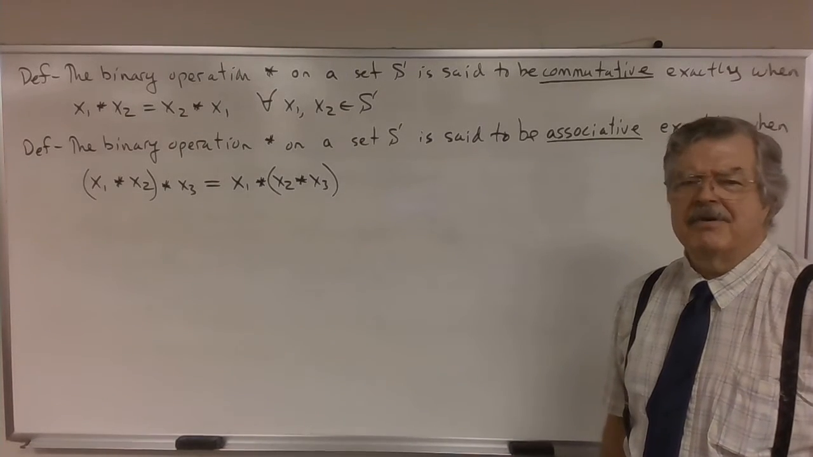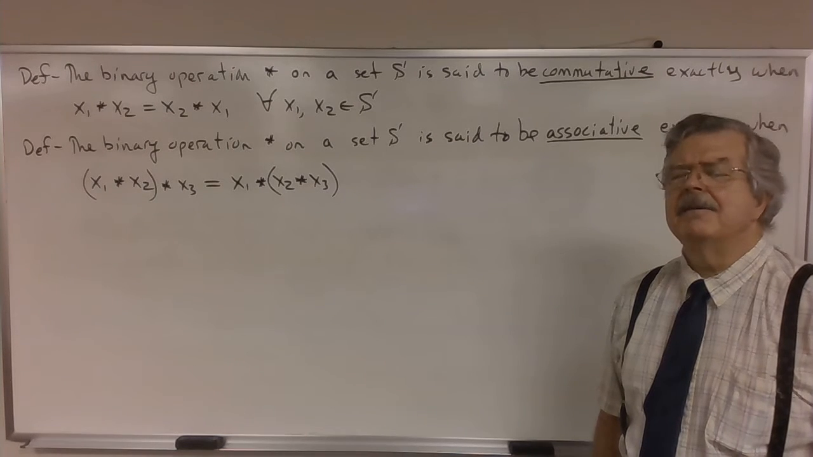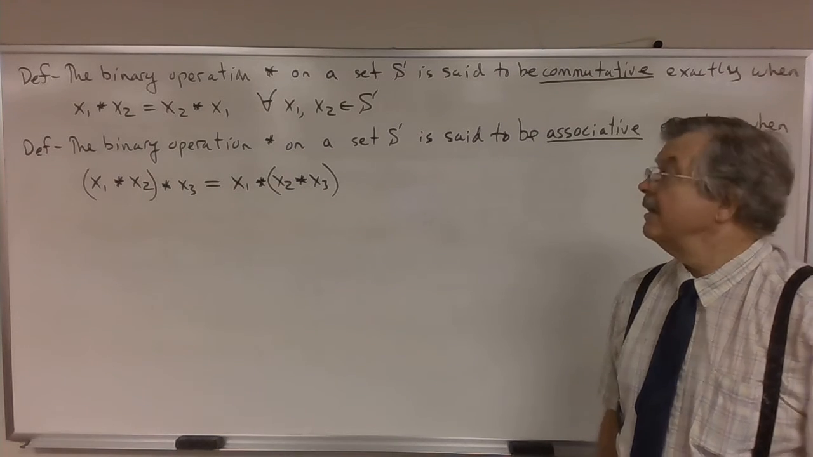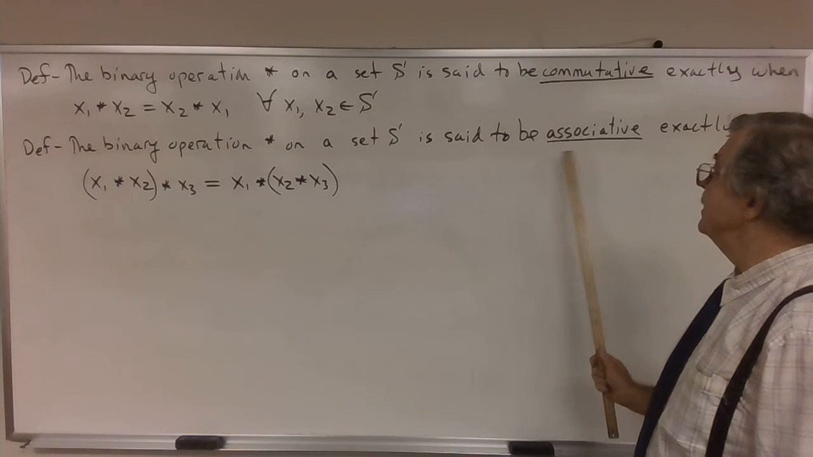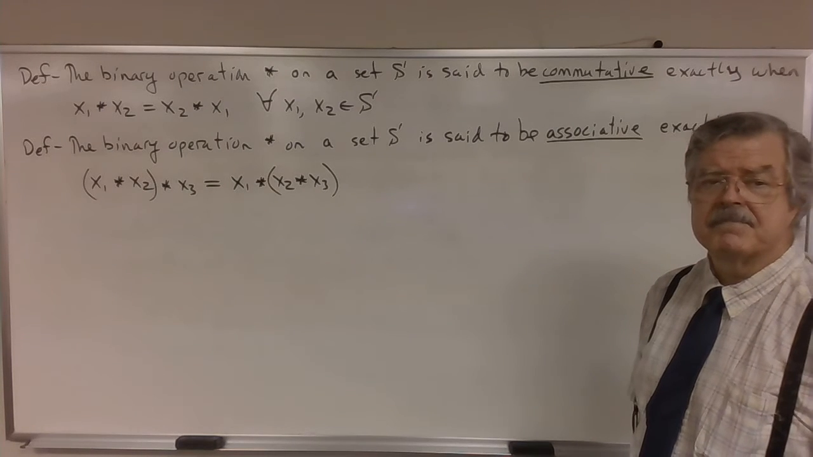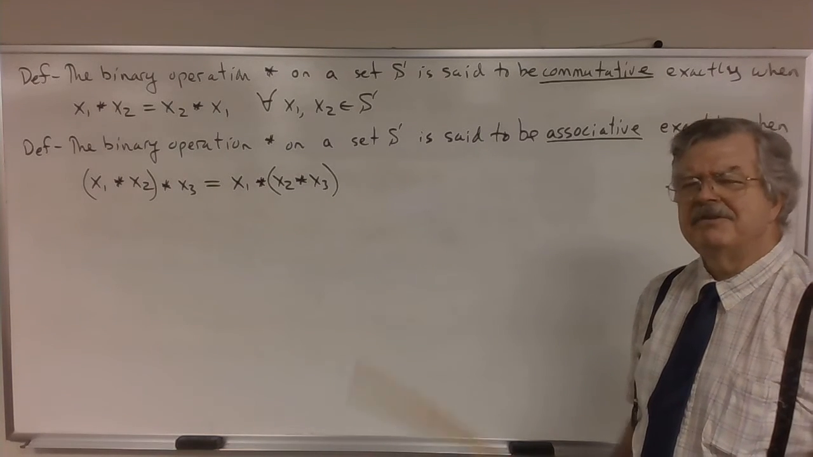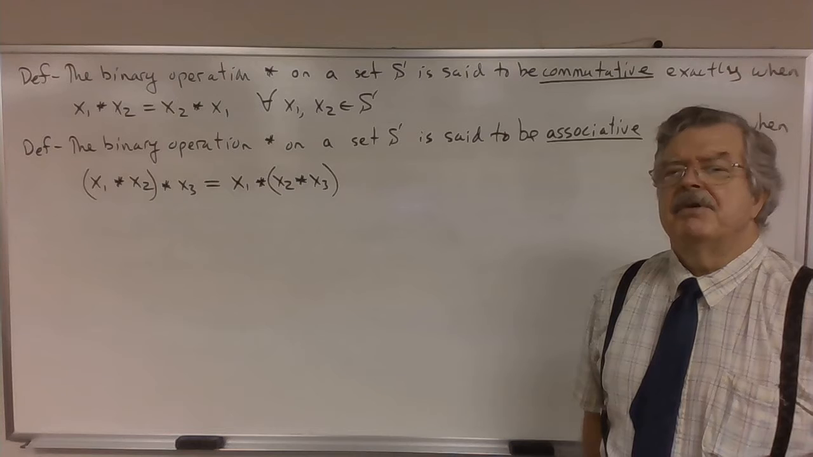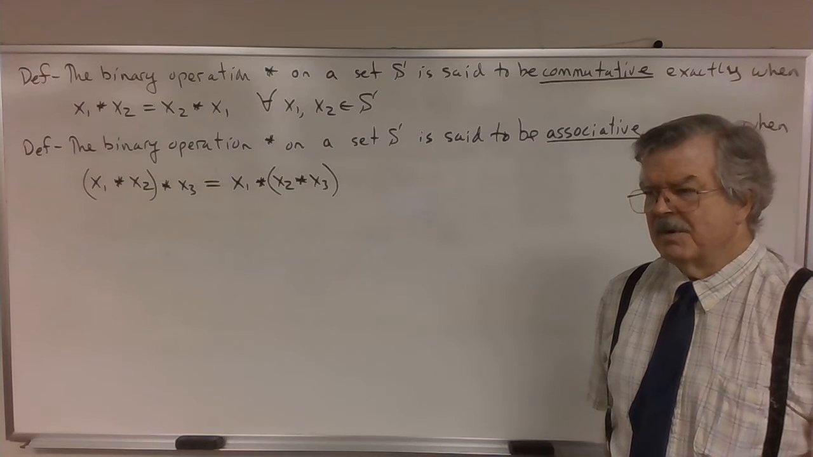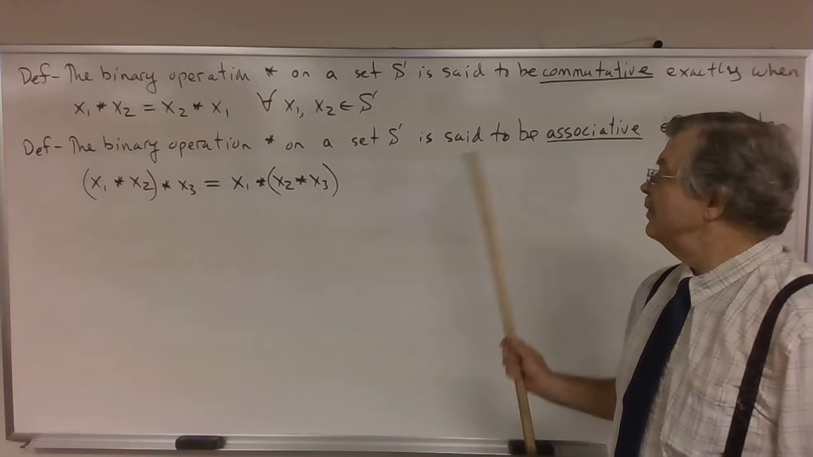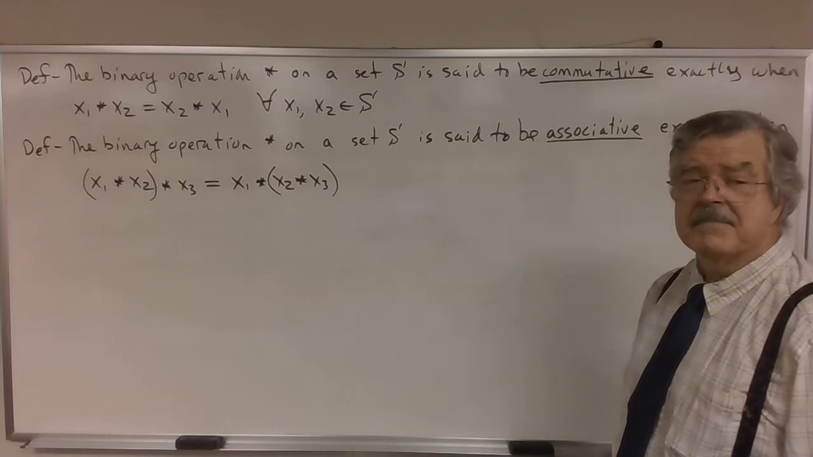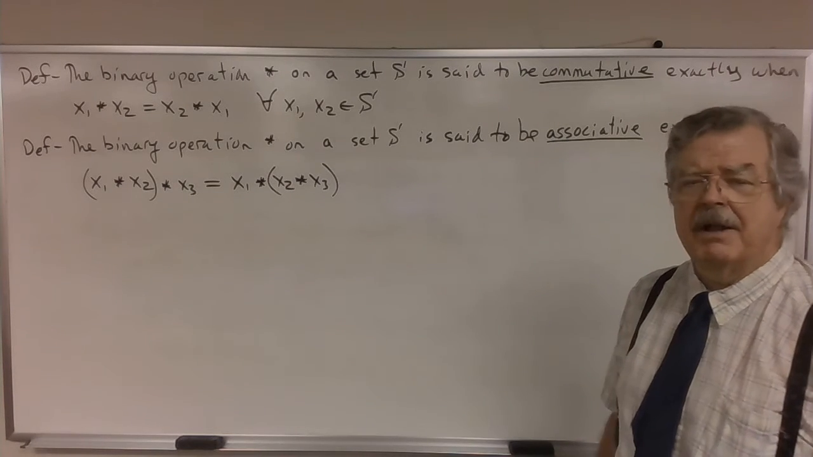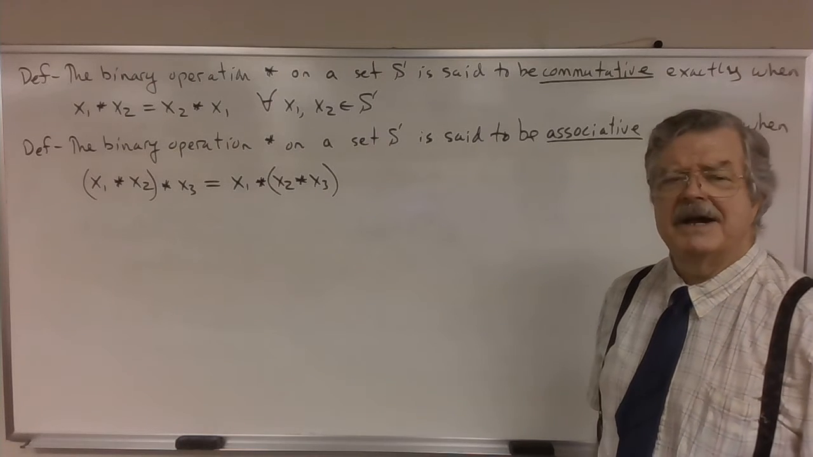Two important properties that a binary operation may possess are commutativity and associativity. A binary operation does not necessarily have to have either property, but in our study of abstract algebra, we're going to be very concerned with associativity, for sure. And we are going to be concerned oftentimes with commutativity as well. And here's how we define each.